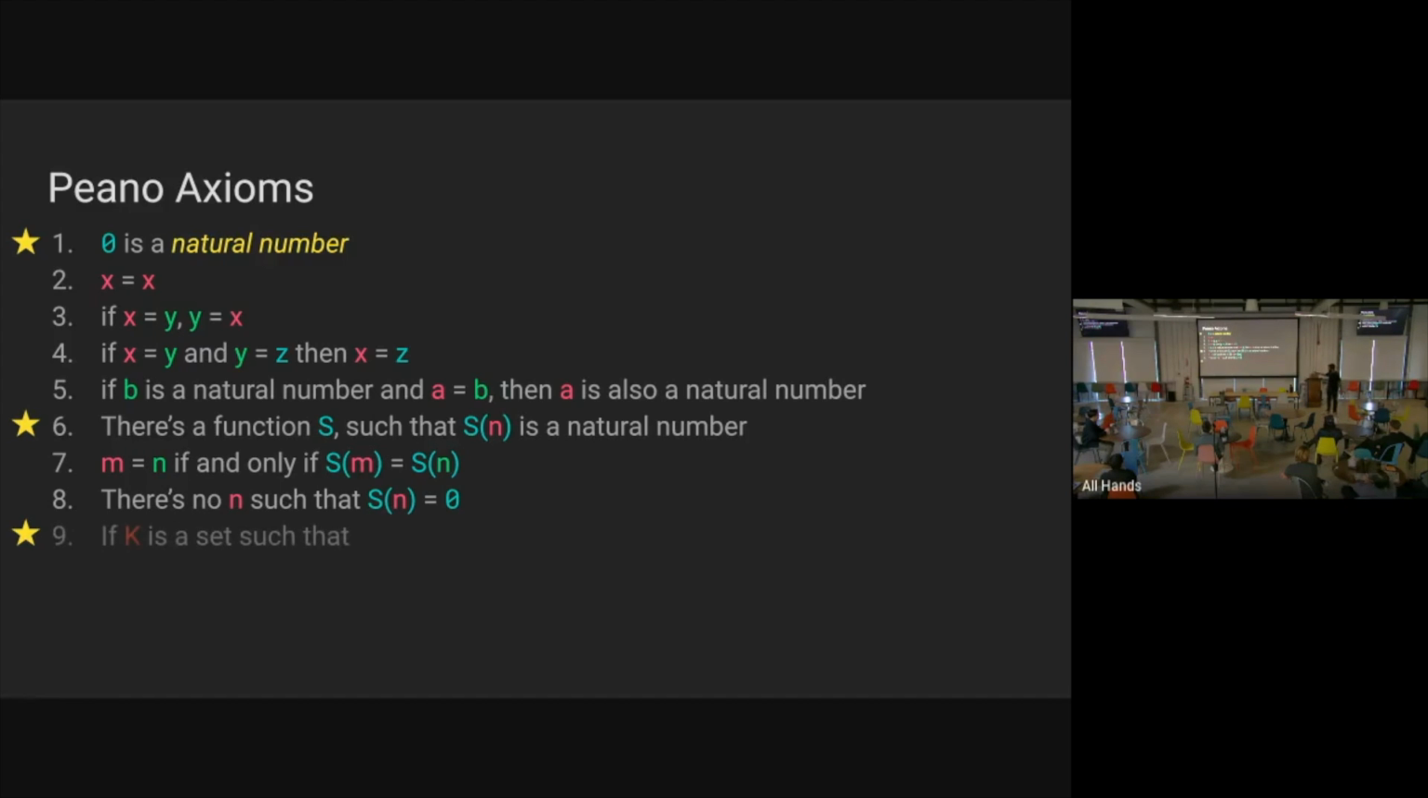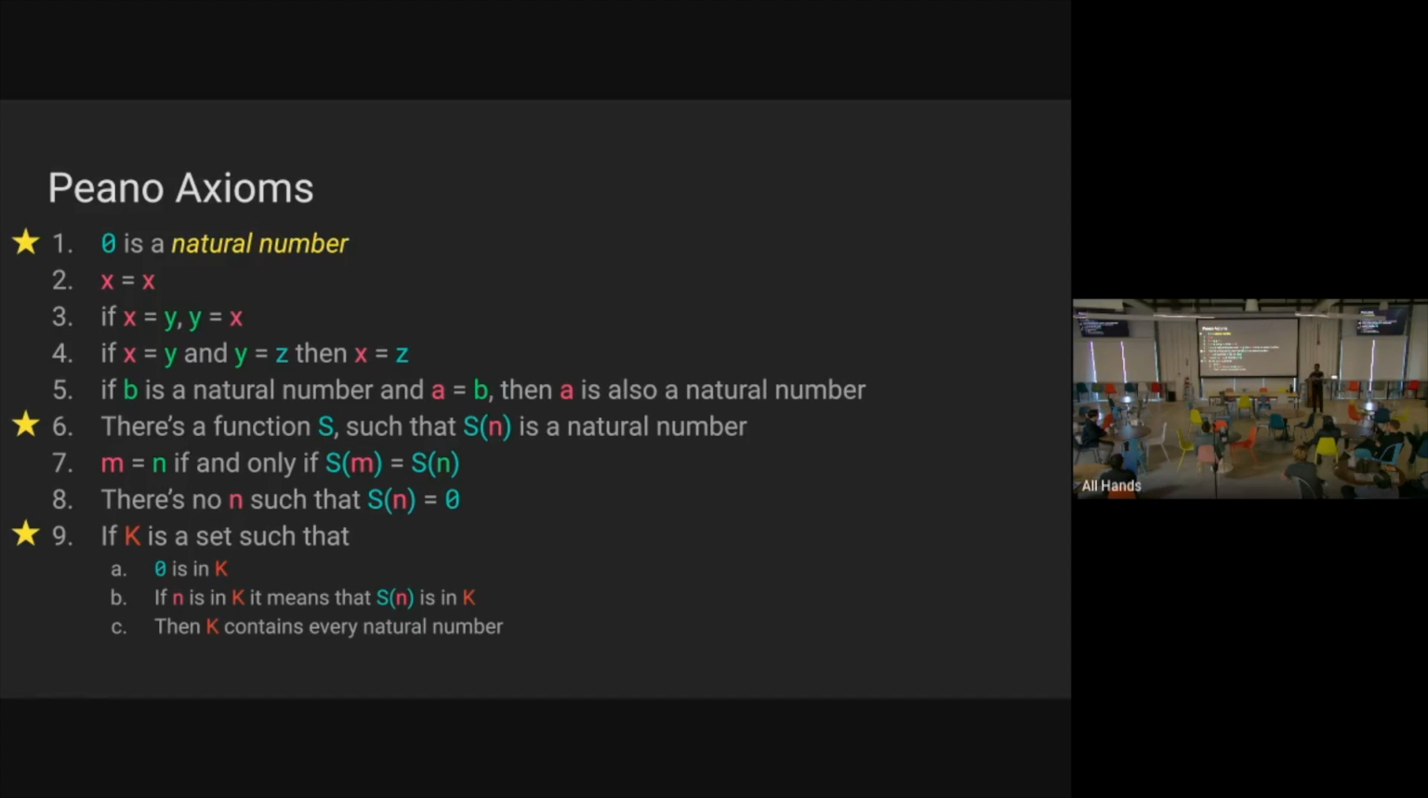And then finally, the very last one: if k is a set such that 0 is in k, and if n is in k, it means that s of n is in k, then k contains every natural number. This is like the base case, 0 is in k. Then the inductive case, if n is in k, it means that s of n is in k. And then therefore, k contains all the natural numbers.